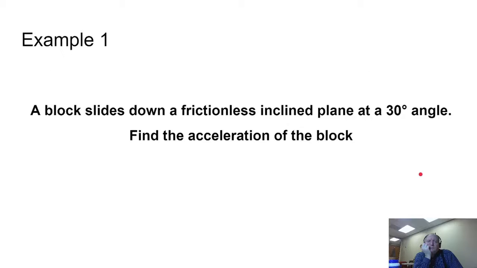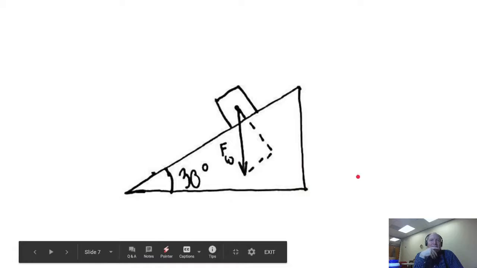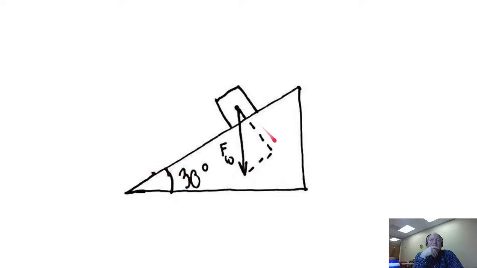Alright, let's go ahead and look into an example. A block slides down a frictionless inclined plane at a 30-degree angle. Find the acceleration of the block. Alright? So what we're going to do is draw a picture now. We have our 30-degree angle right here, and we have our force of weight broken into our perpendicular and parallel components.